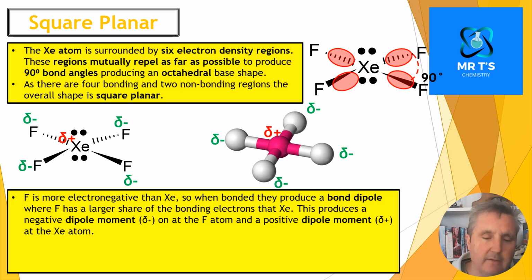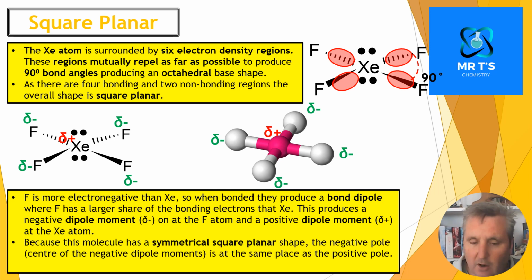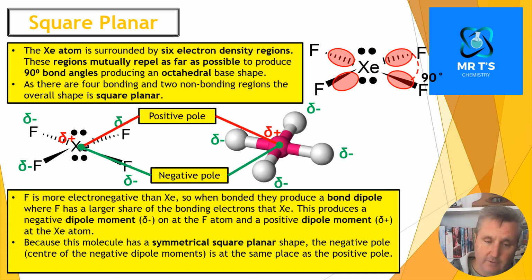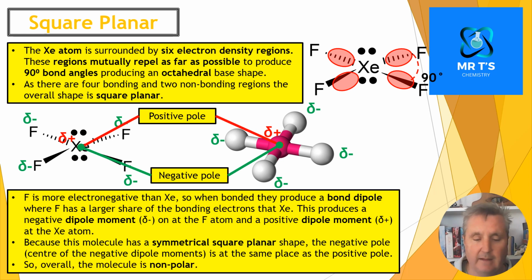Now we can see that this molecule is actually symmetrical, and you can see the center of all of the negative charge is in the center of the xenon, and the center of the positive is in the center of the xenon. So we have a molecule that doesn't have poles because the poles are in the same place and they cancel out. So overall the molecule is non-polar because the poles are in the same place.